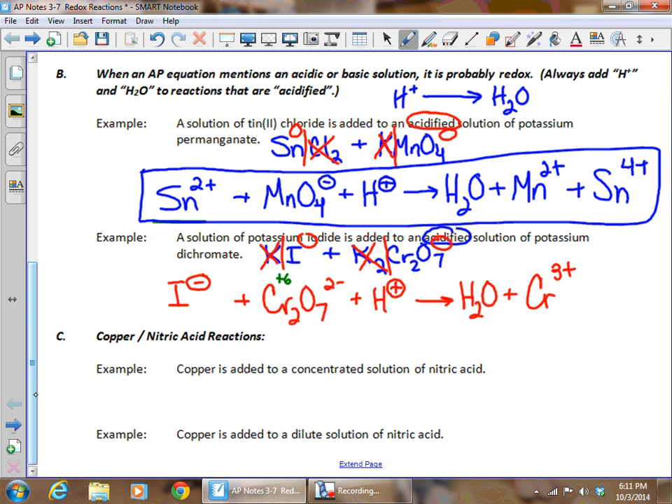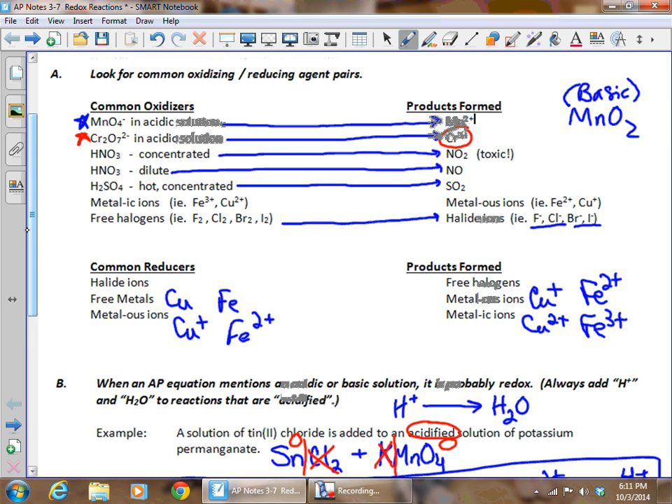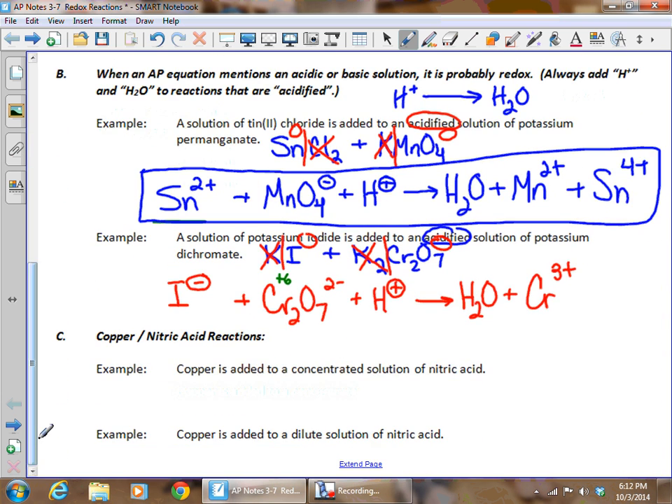What does that mean about iodine? It has to go up in oxidation state, get higher in oxidation state. Well, where do those negative ions go to? Look back up in our chart, although I'm hoping you can figure out that if we have a negative ion, those halide ions, they go up to the free halogens. What do I mean by the free halogen? Well, iodide is going to go all the way up to iodine. And remember, iodine is diatomic, so it's going to go all the way up to I2.